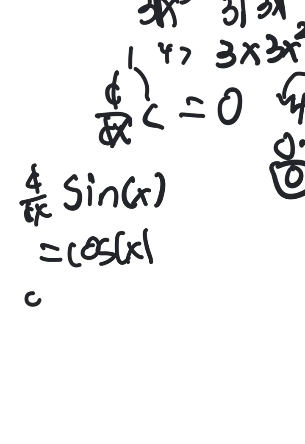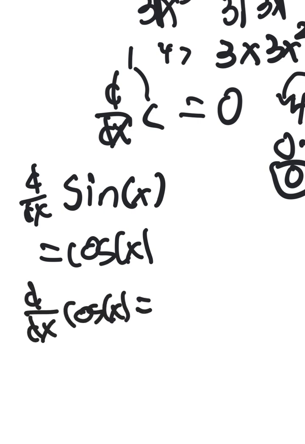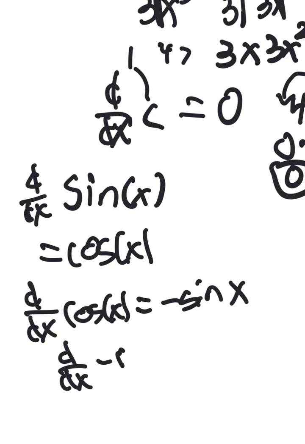The derivative of cosine of x is negative sine of x. And then the derivative of negative sine of x. Remember, we can treat the negative in front as like a -1 constant. So then you just take the derivative of sine, which is cosine, and then multiply by -1. So negative cosine x.